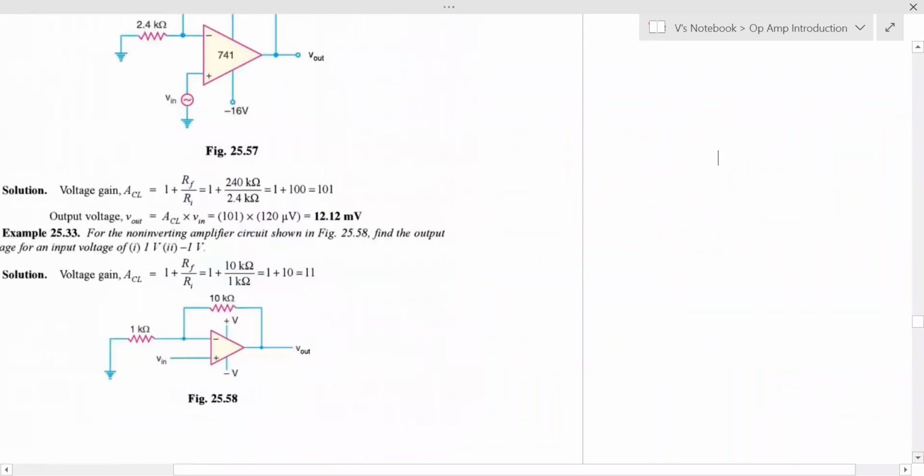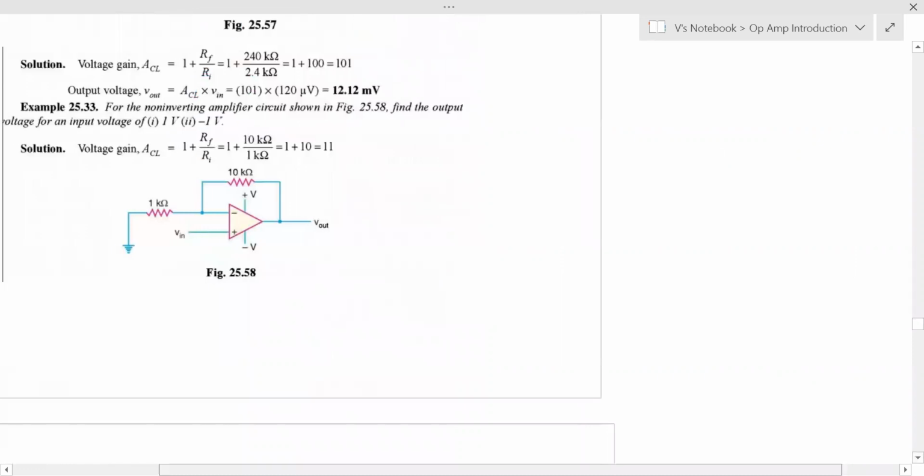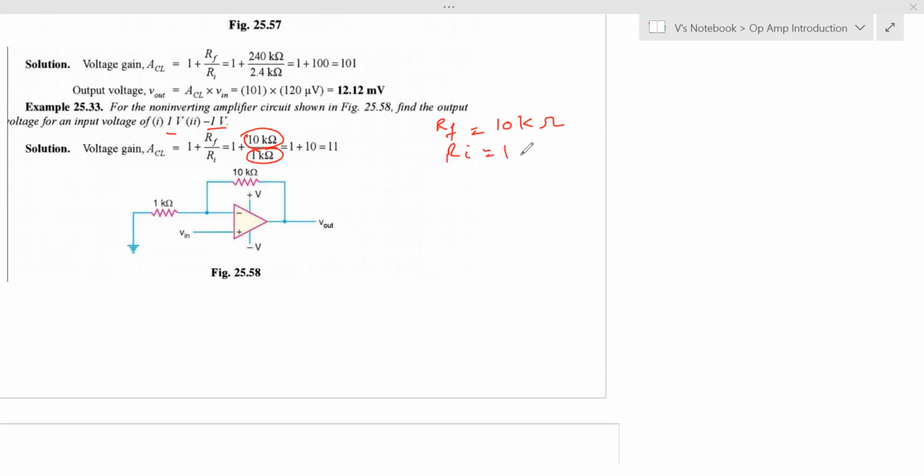Now here input was given, output we calculated. In the second problem, what is given? This is the second problem. For the non-inverting amplifier circuit shown in this figure, find the output voltage for an input voltage of 1 volt and minus 1 volt. So there are two inputs given, and RF and RI are given as 10K and 1K. So write the given values first, and calculate gain first.